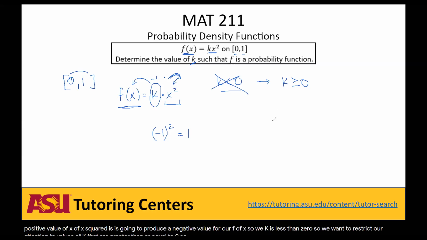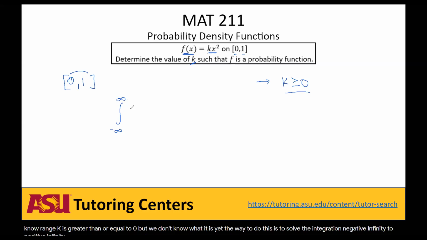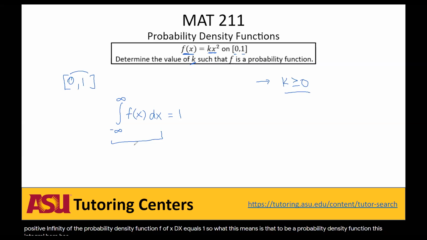So now we want to determine what k actually is. We know it's got to be in this range, k is greater than or equal to 0, but we don't know what it is yet. The way to do this is to solve the integration from negative infinity to positive infinity of the probability density function f of x dx equals 1. So what this means is that to be a probability density function, this integral here has to evaluate to 1.